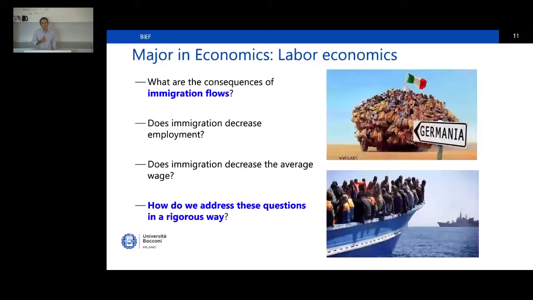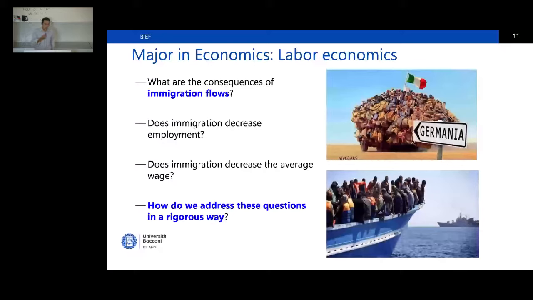One argument that we often hear is that immigration takes away jobs from natives. Simply put, an immigrant that comes to Italy finds a job, and this is one job position less for an Italian. Behind this reasoning is the idea that the number of jobs is a fixed pie. If an immigrant comes and eats one slice of this pie, then that slice is taken away from Italians. But are we sure that the number of jobs is a fixed pie?